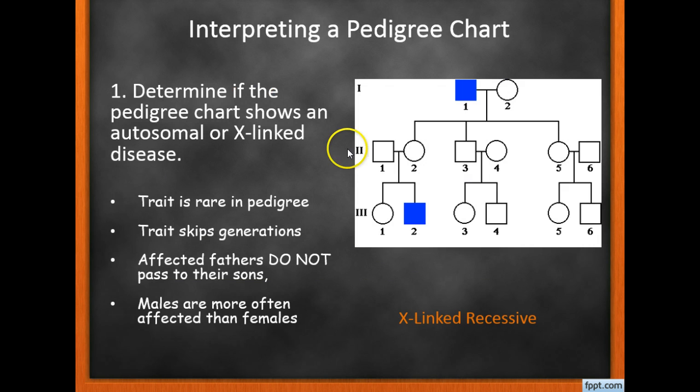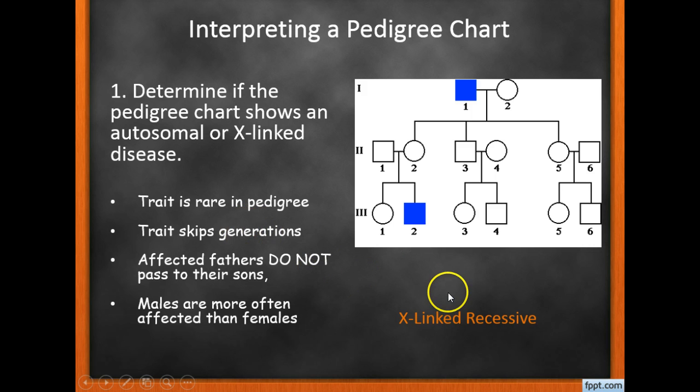Our next pedigree is X-linked recessive. A couple traits about X-linked recessive is that the traits are rare in a pedigree. If we look here, we have a lot of people and we only have 2 males that have that trait that's being passed down.